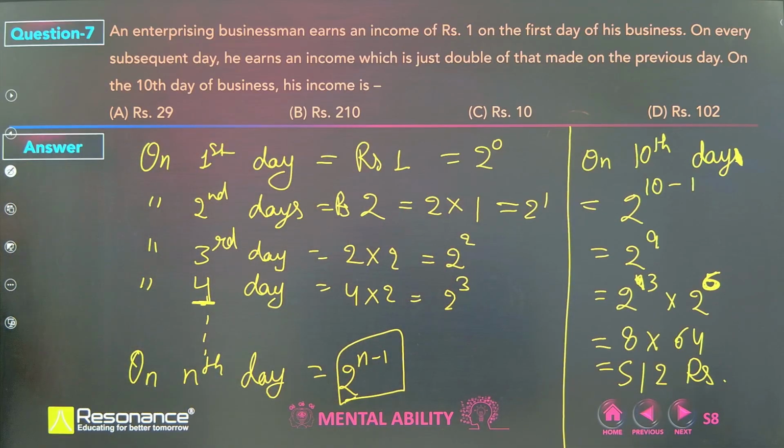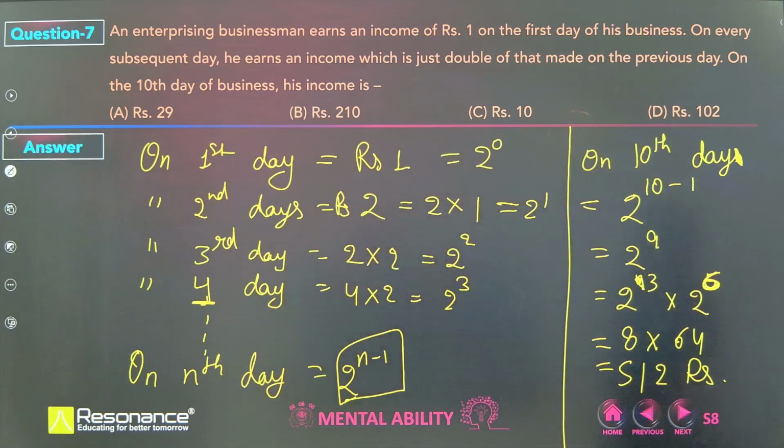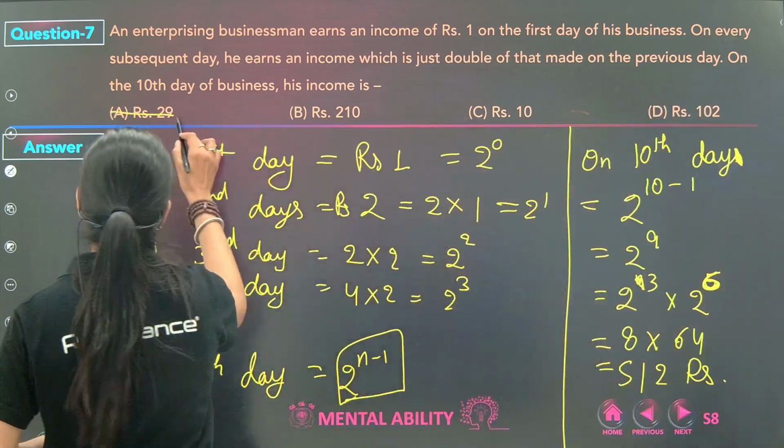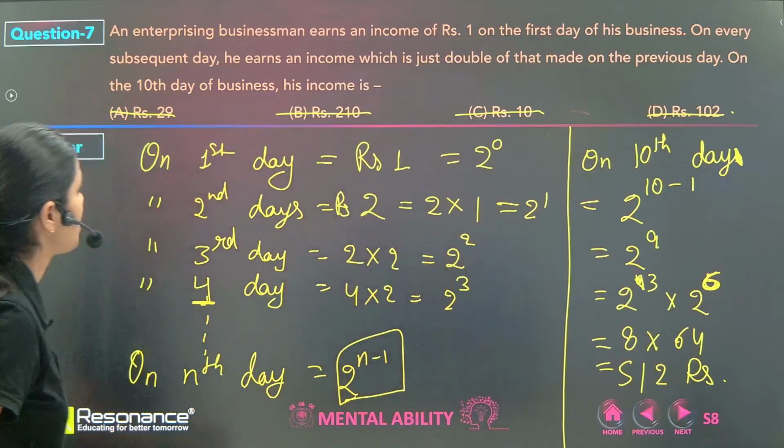There might be some problem in the options, I can check once. There might be some typing mistake. Yeah, it is 512 only. Just leave it, there might be a typing mistake in the option. 512 only, correct? Now moving on.